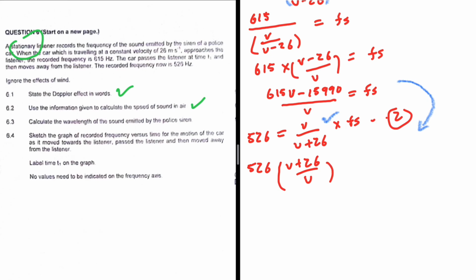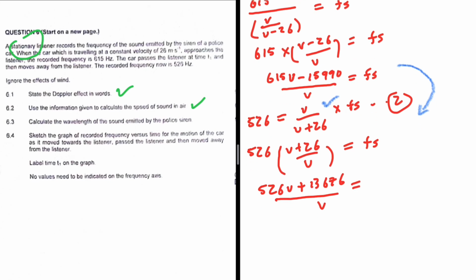We are applying what we applied on the first equation. Obviously, let's multiply out before we substitute Fs. So 526 multiplied by V is 526V, and then plus 26 multiplied by 526, that is 13,676, everything divided by V. This is equal to Fs.